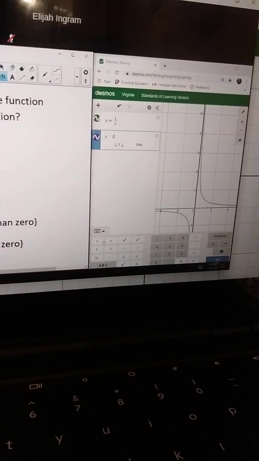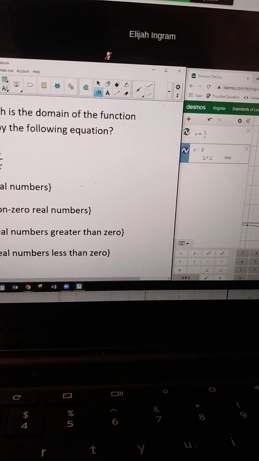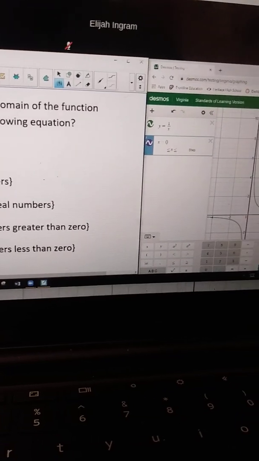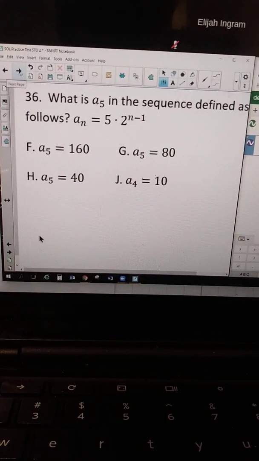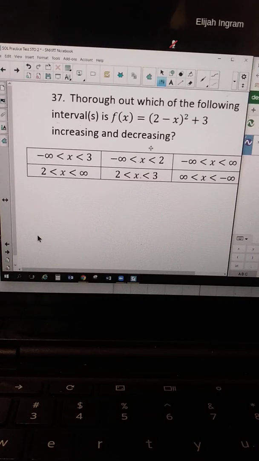The line doesn't get close to the 0, so it's all non-real 0 numbers. Okay, we will come back to this question. I'm going to work this one out for you. Now, here we go.